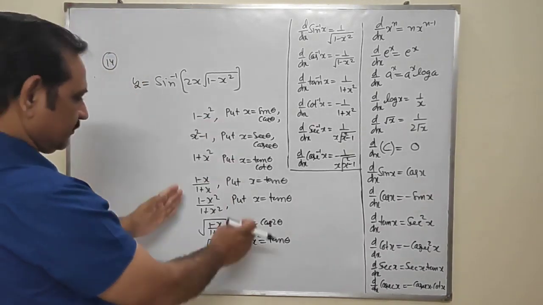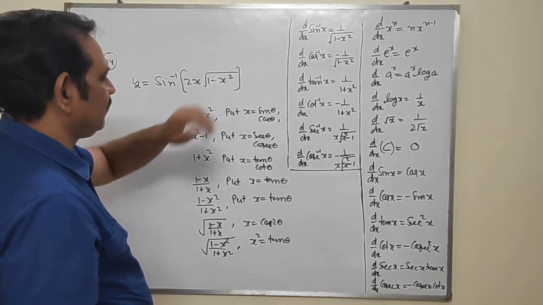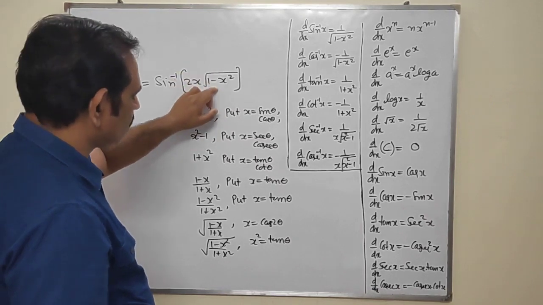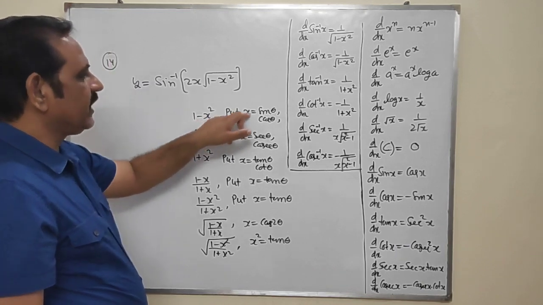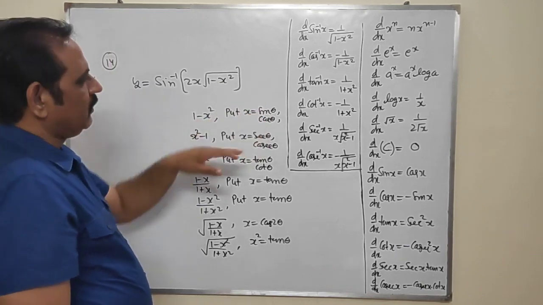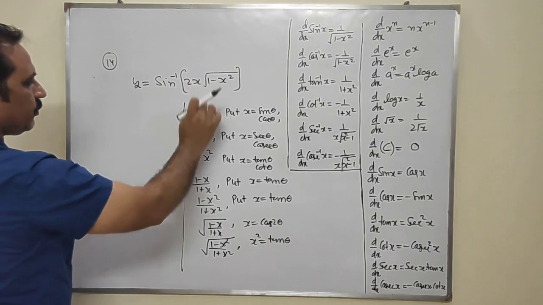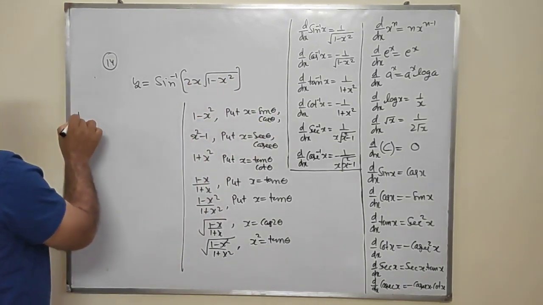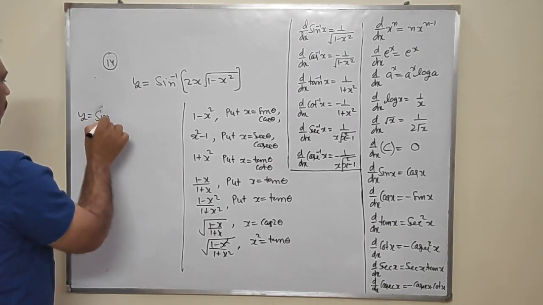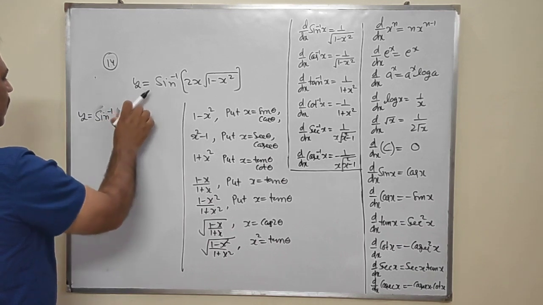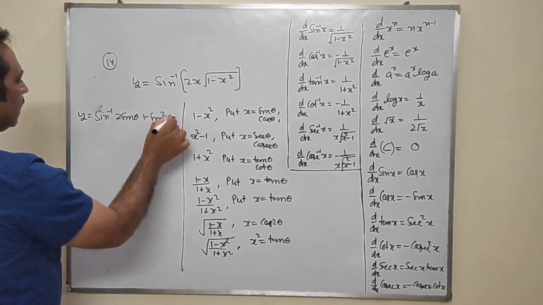So here you have some substitutions. First of all, you have to observe the main term. The main term is inside the under root, that is 1 minus x square. If you are having 1 minus x square, put x is equal to sine theta or cos theta. Clear? So here we have 1 minus x square. So put x is equal to sine theta. So y is equal to sine inverse of 2 sine theta under root 1 minus sine square theta.